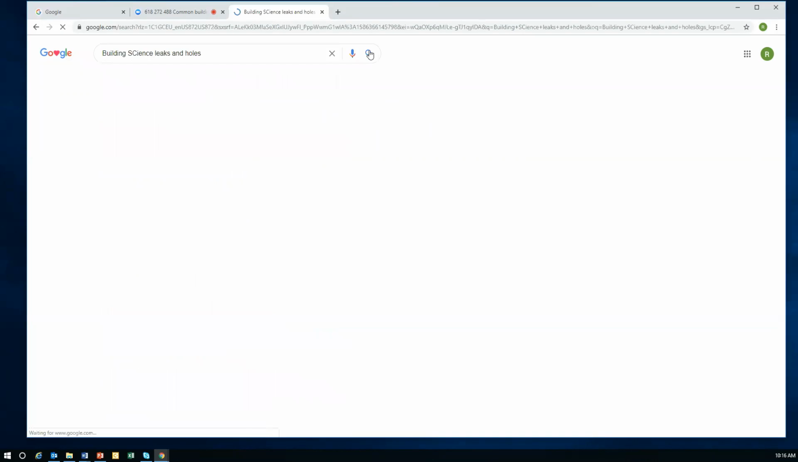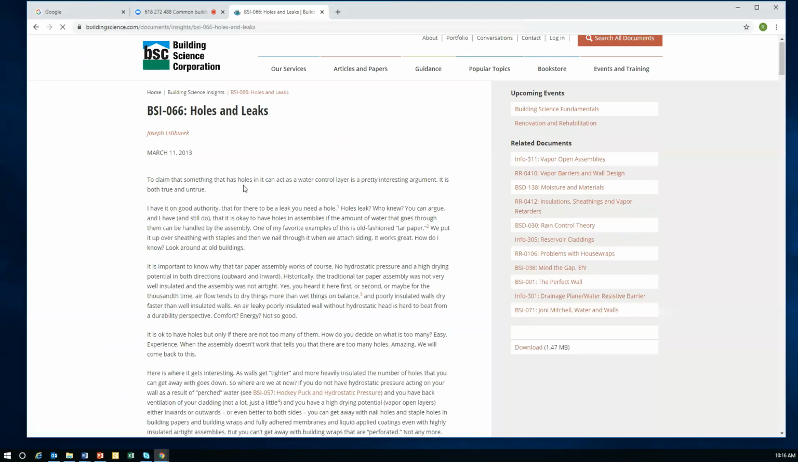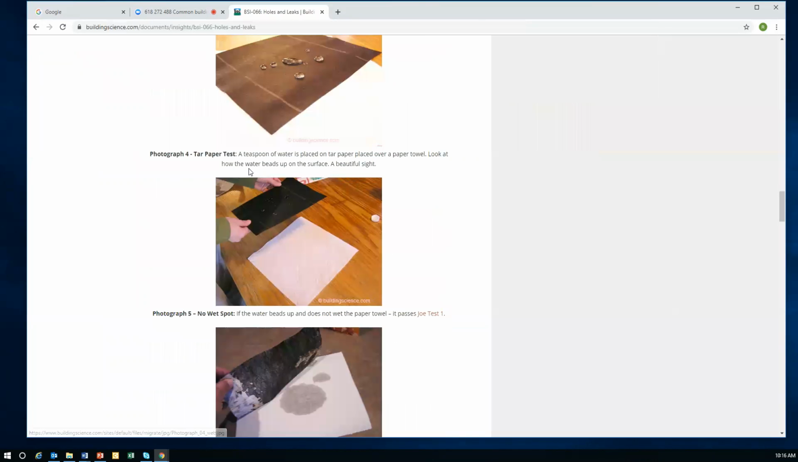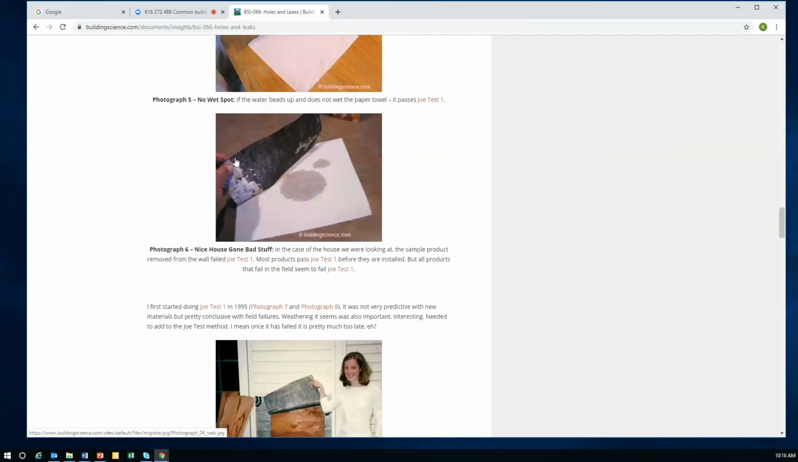Let's see if I can find this real quick here. Holes and leaks. This is it. And what Joe does is he goes through this whole test procedure. It's very simple to do.